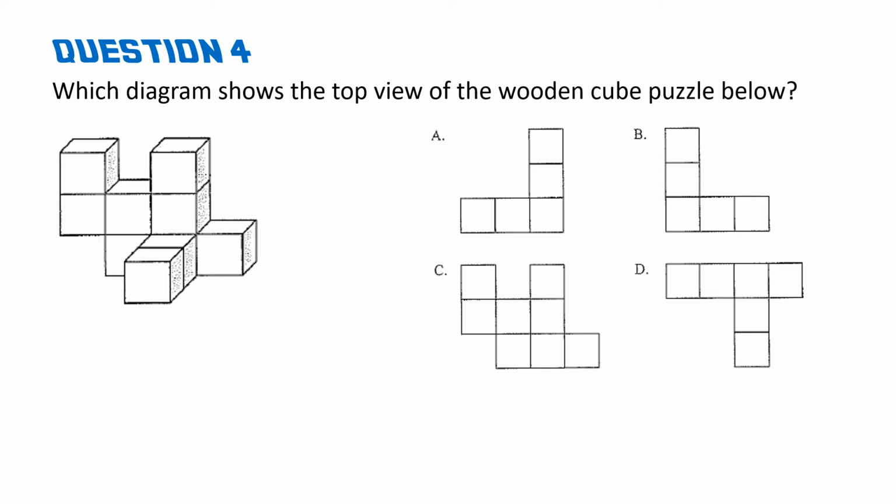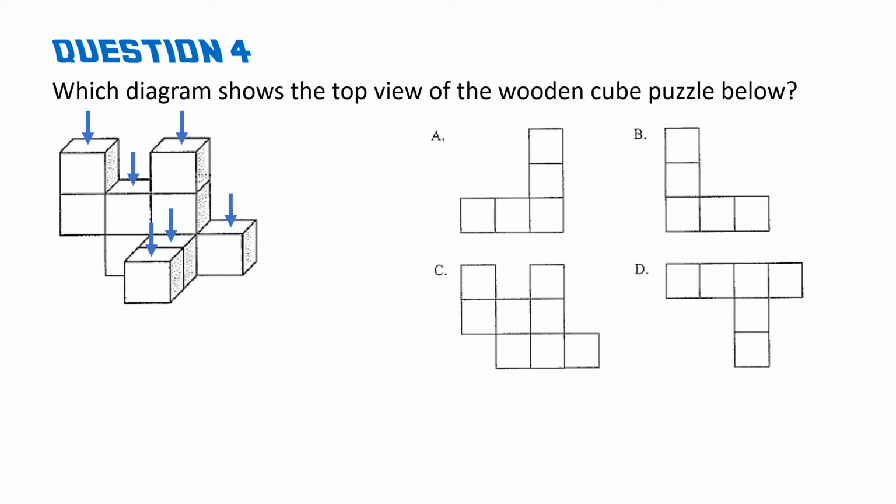But this one wants to know the top view. So if we were looking straight down, what would we see? Well, we would see those faces there. So we've got 4 faces across the back, and then we've got 2 more sticking out in front of it. So we've got 4 in a row, and then we've got 2 others sticking out.